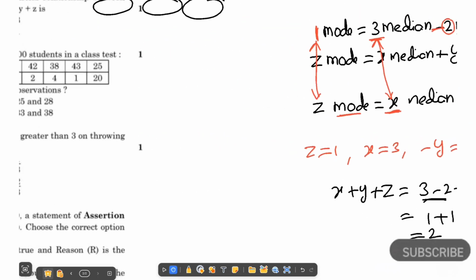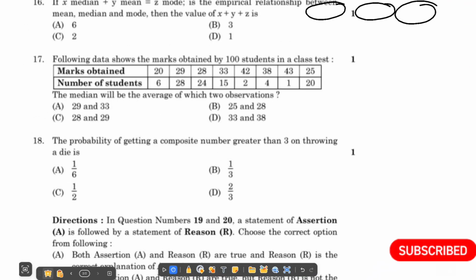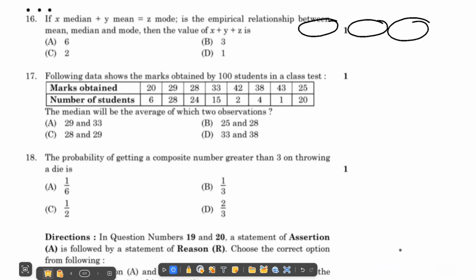Let's check where this 2 is in the given options. So which option is right here? Option C is the right answer.